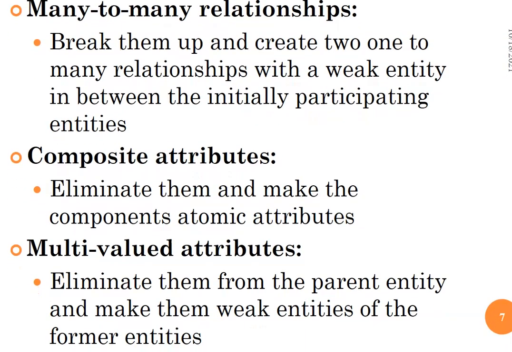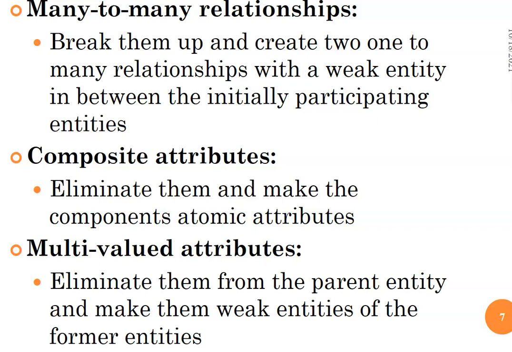I explained to you what composite attributes are. Remember, we said that a composite attribute is that particular attribute that has different components attached to it. For example, address. An address can have email address, postal address, physical address, etc. How do we deal with composite attributes? We eliminate the composite attribute, and we only record the components of the composite attribute. By recording the components, remember, we want to achieve one thing. We want to make sure that all attributes are atomic. And by recording the components, you are making your attributes atomic.